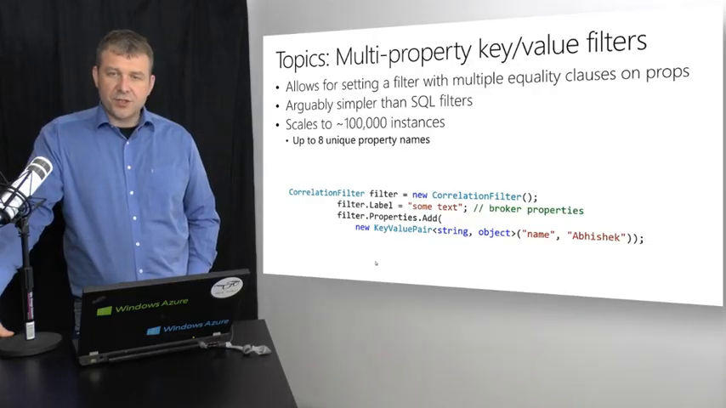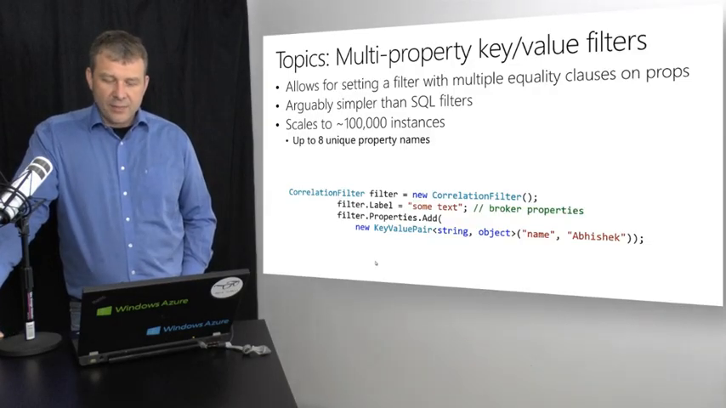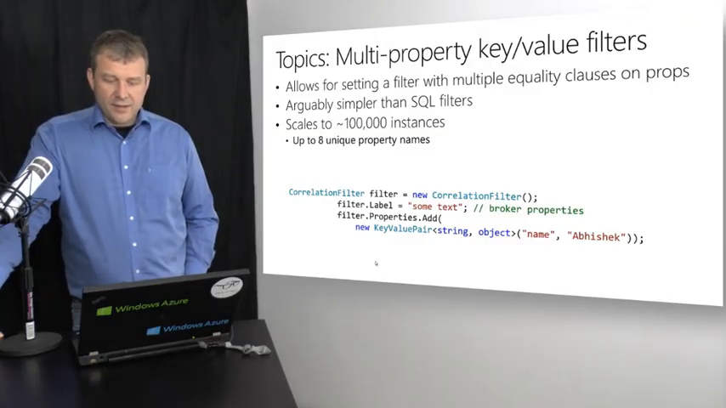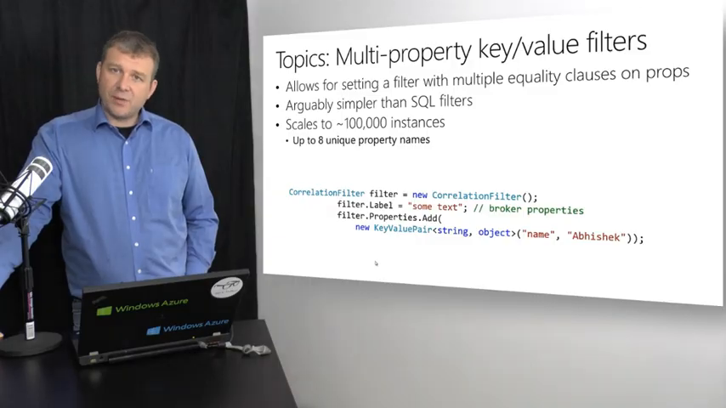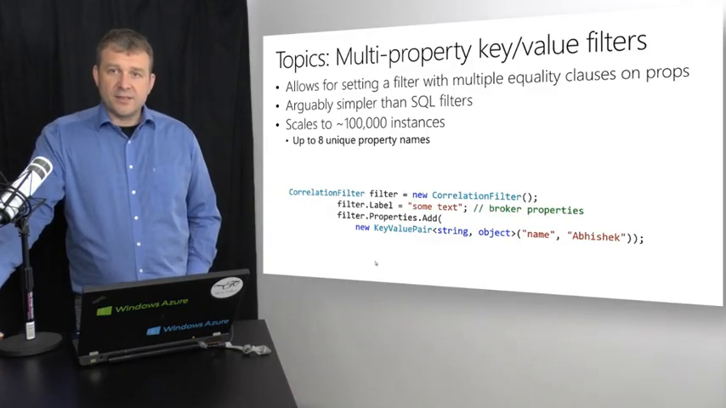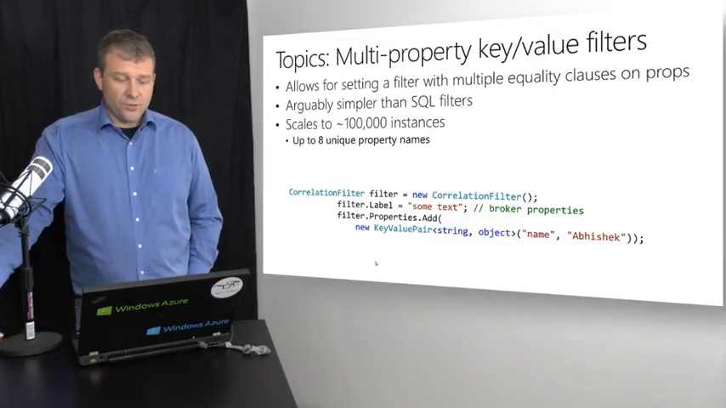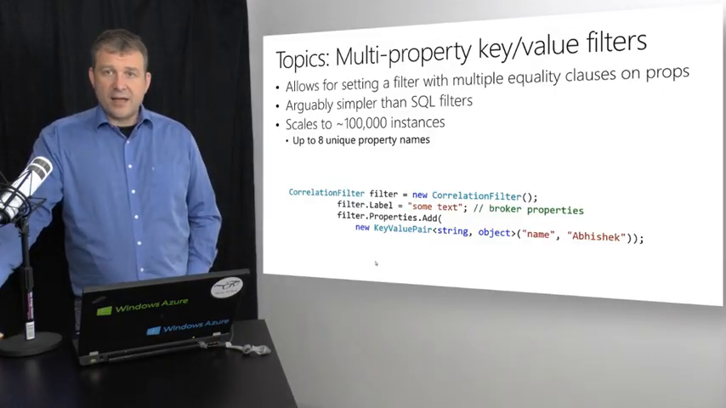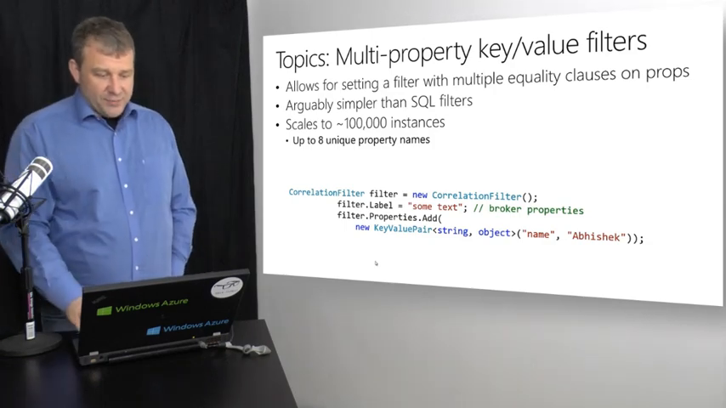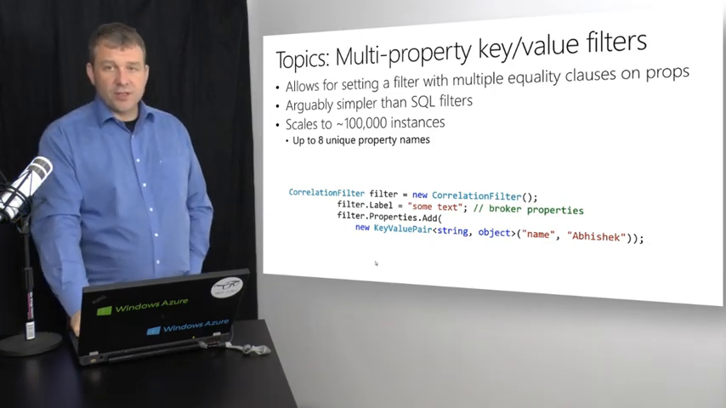So here I have the condition that is on the property name. There is the name Abhishek. And if that's matching in the incoming message, then this correlation filter will trigger. And that makes your flow rate higher because it's faster to execute. So this is going to make the topic faster for you. And you can match on up to 8 unique property names on a single correlation filter.